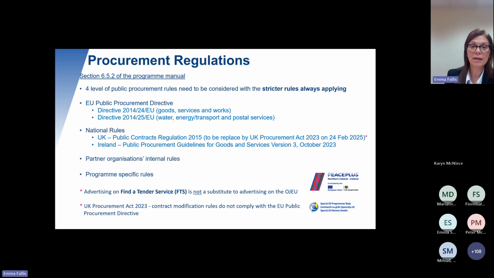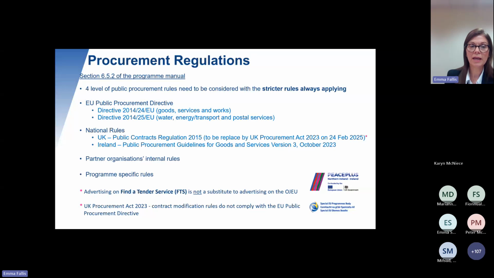One of the main areas where we will be providing guidance in a further version of the programme manual is contract modifications, because the rules on contract modifications in the new Procurement Act are different from the European regulations. In Ireland, the national rules are the Public Procurement Guidelines for Goods and Services, version 3, October 2023, and that replicates the Public Procurement Directive. So it's a cleaner cut for partners or lead partners based in Ireland.